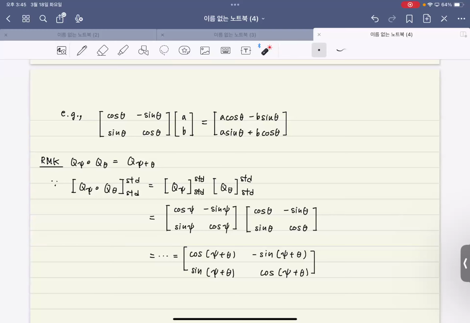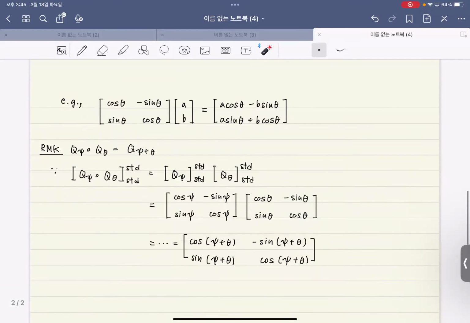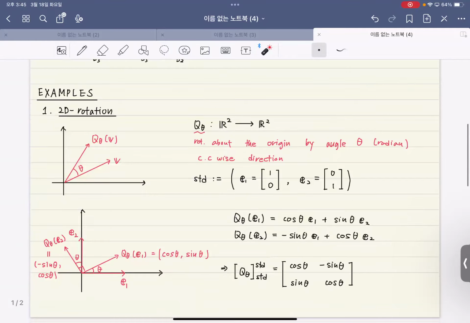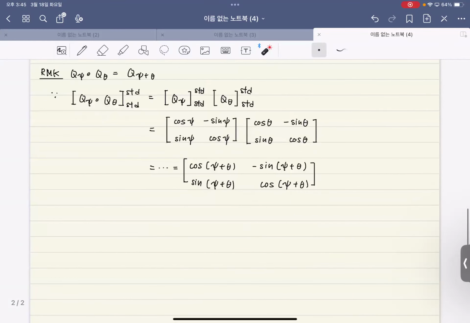Okay, all right. So this is about the rotation. Now, let me turn to the projection onto the theta line.